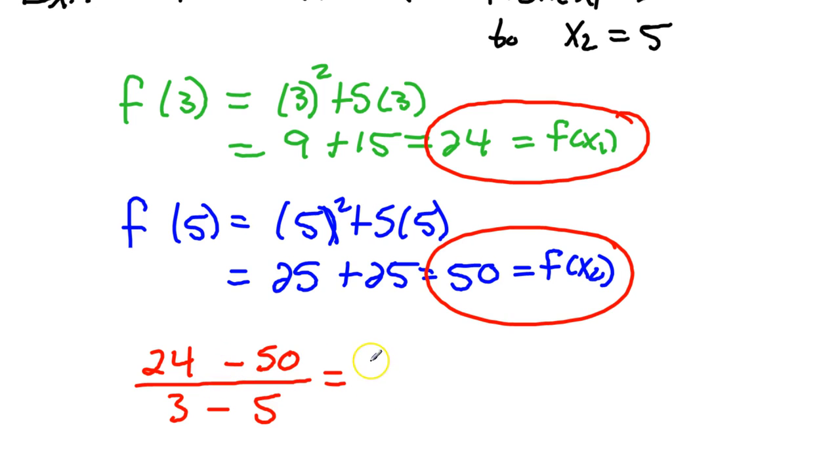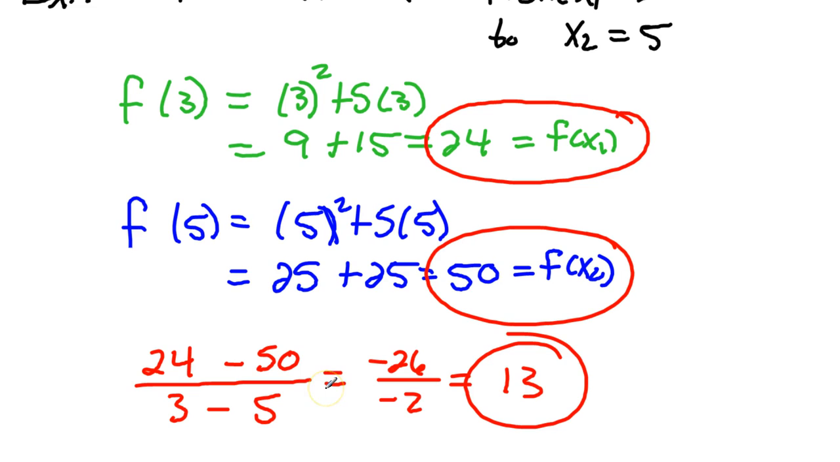Okay, 24 minus 50 is a negative 26. 3 minus 5 is negative 2. So dividing those two out, 13 should be your final answer that you're going for there. Okay, so it's still slope, it's just you've got to go back in and work it out first. I mean, that's really what it comes down to. You've got to figure out what the y values would be. You're going to be given your x values on the bottom. You've got to figure out what your y values are going to be when you go to the top there.